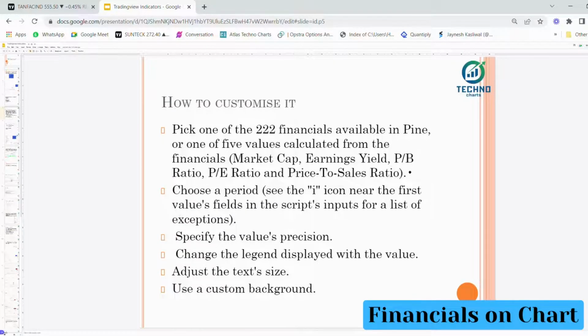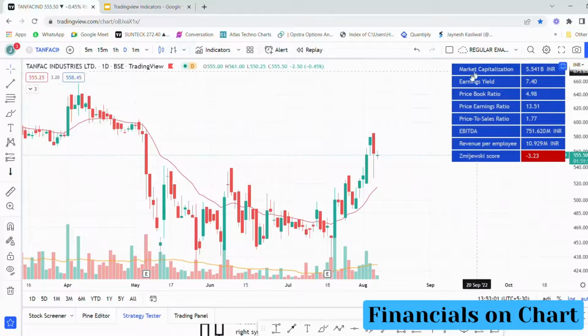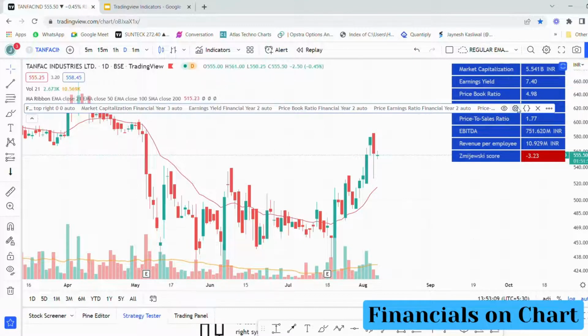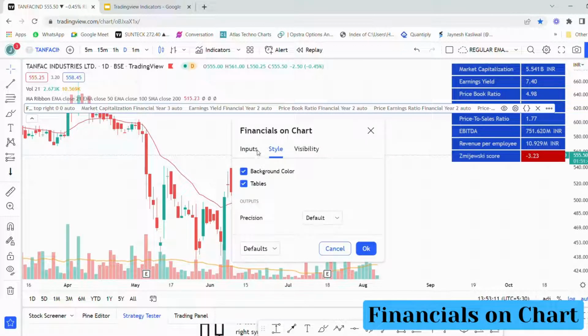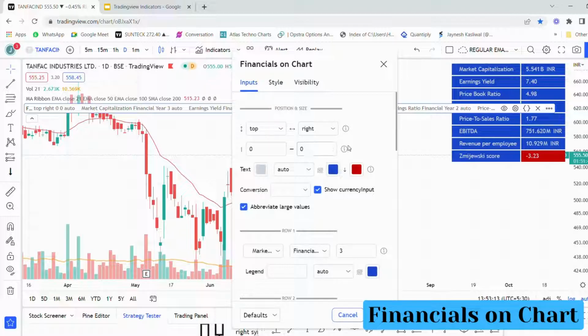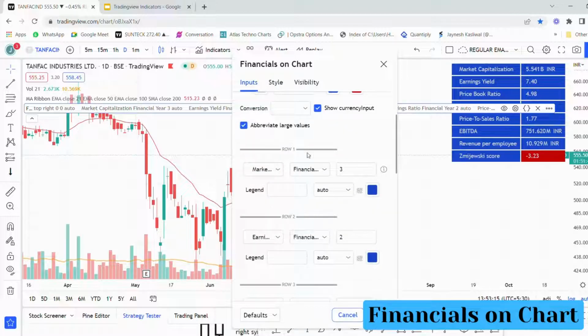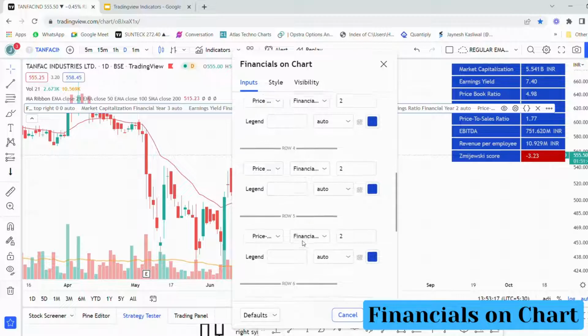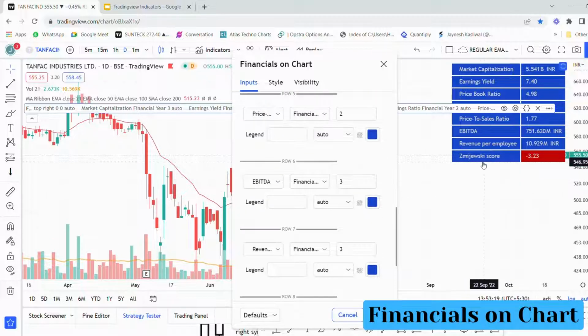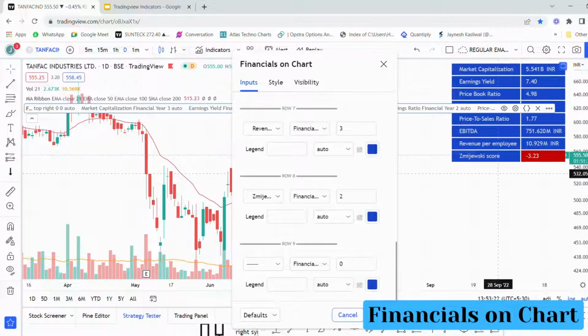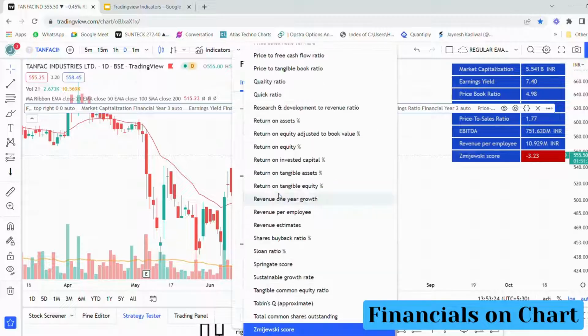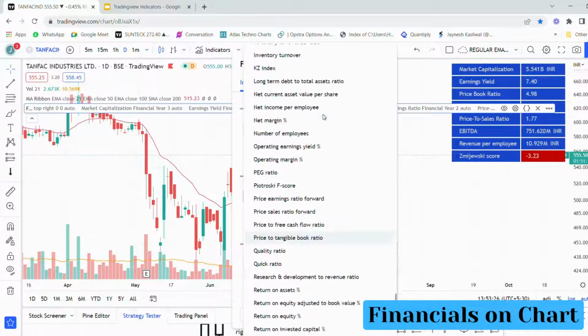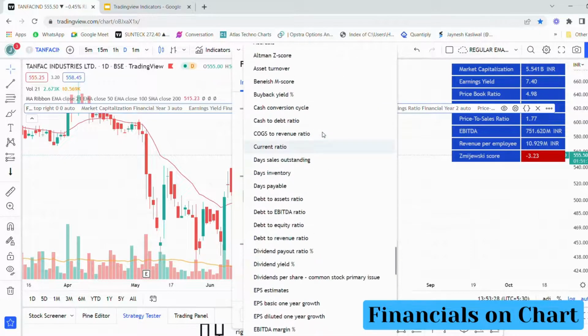So basically you can customize the whole financials that you want to see on the chart by going into the settings of the chart. And here you will have to go to the inputs section, and there you can see row 1, row 2, row 3, row 4, row 5. So let's say that I do not want this score that is there at the end. I will go here and change what I want.